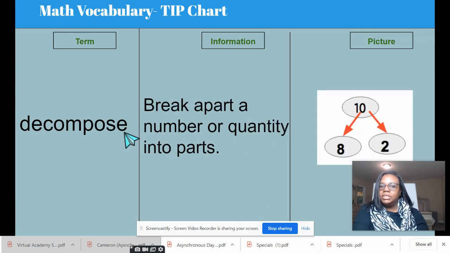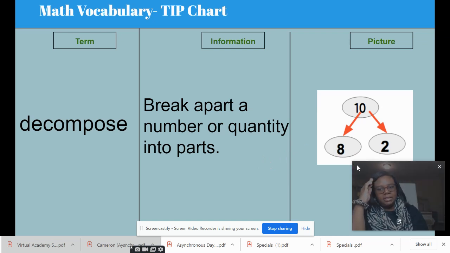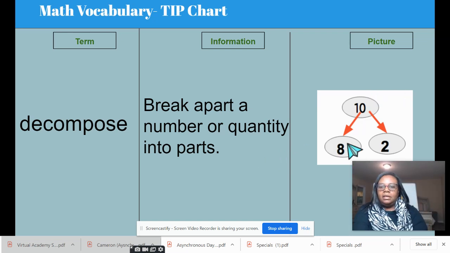And then we also learned a new term, decompose. Decompose, boys and girls, means to break apart a number or quantity into parts. So if I had a 10, the two parts would be 8 and 2.